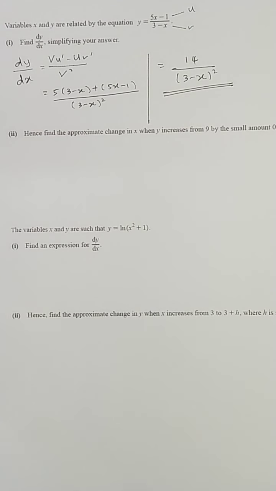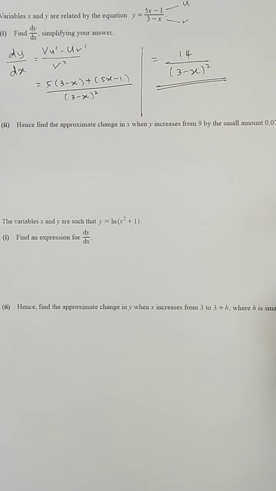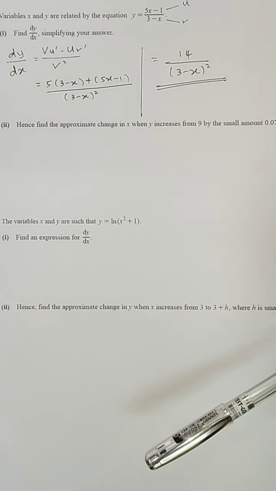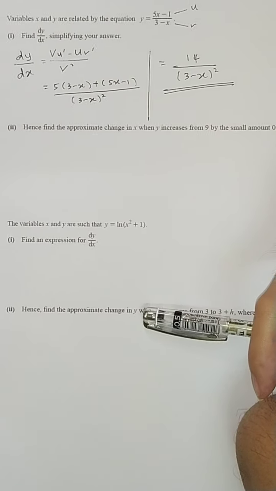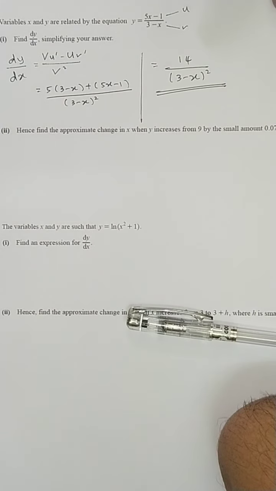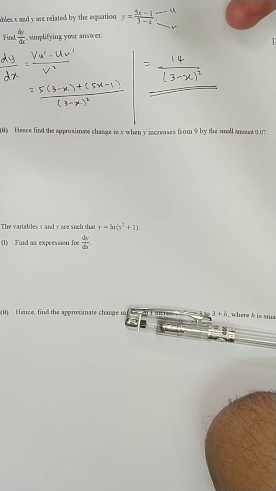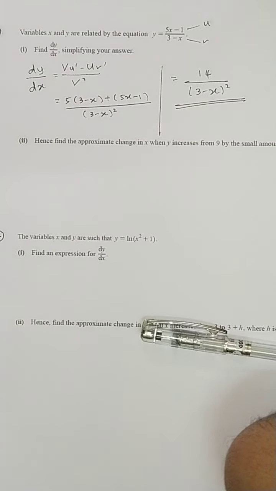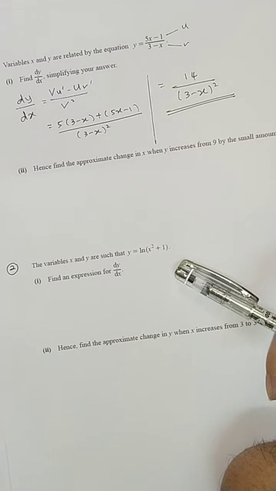Find the approximate change in x when y increased from 9 by the small amount 0.07. Okay, let me move the paper. By the small amount 0.07. Okay, now how to answer this question?